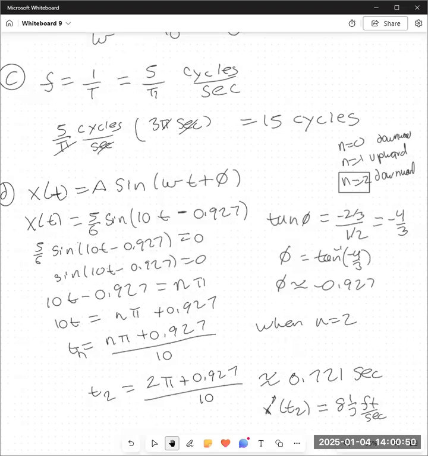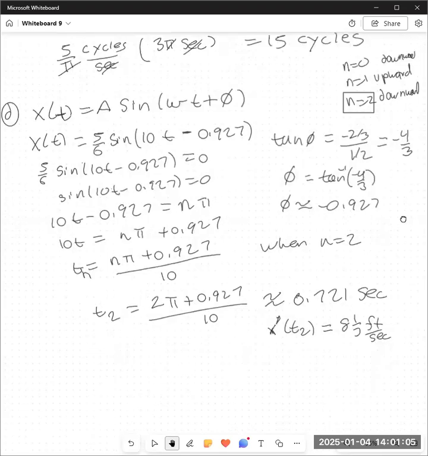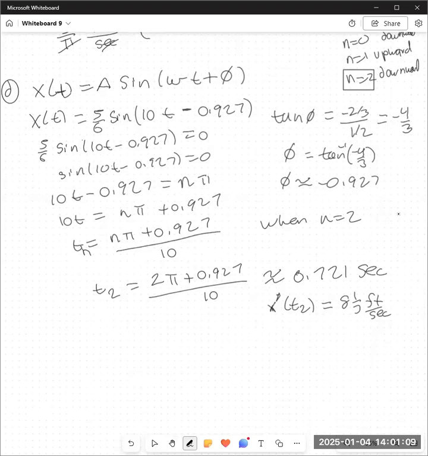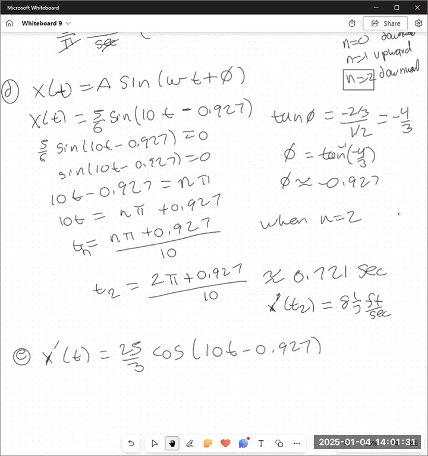Part E asks me at what time does the mass obtain extreme displacements on either side of the equilibrium position. So that's going to be when the first derivative is equal to 0. So using this equation here, x prime of t is going to be equal to 10 times that, which gives me 50 over 6, or 25 over 3, cosine of 10t minus 0.927 for my derivative. I want to take that and set that equal to 0 and solve it.